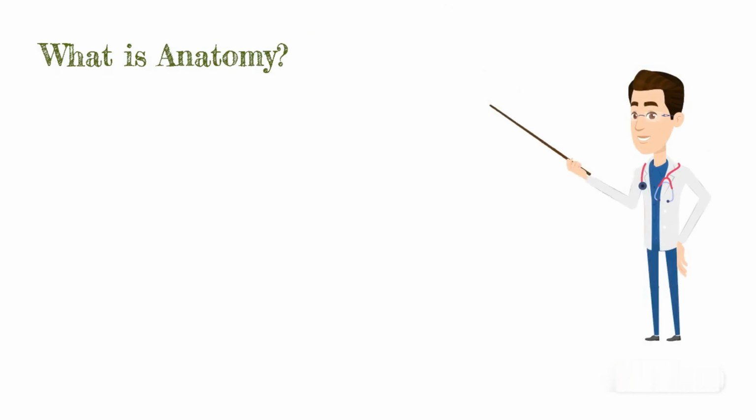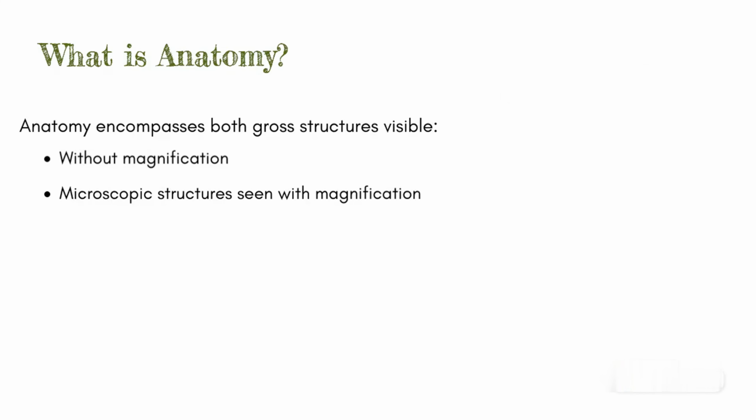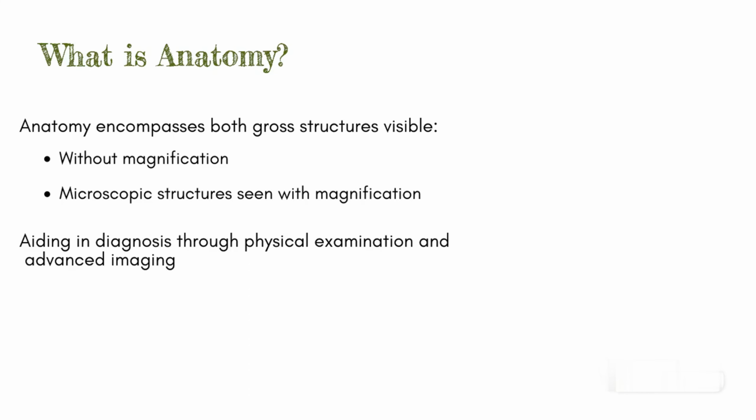What is anatomy? Anatomy encompasses both gross structures visible without magnification and microscopic structures seen with magnification. Gross anatomy refers to visible structures, while microscopic anatomy, histology, focuses on cells and tissues viewed under a microscope. It is fundamental to medicine, aiding in diagnosis through physical examination and advanced imaging.